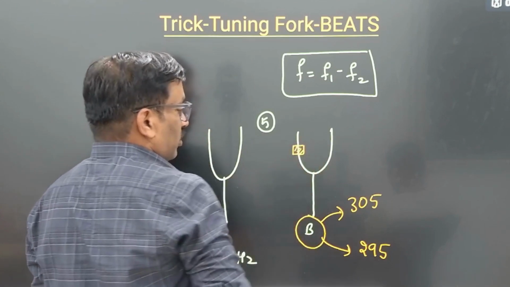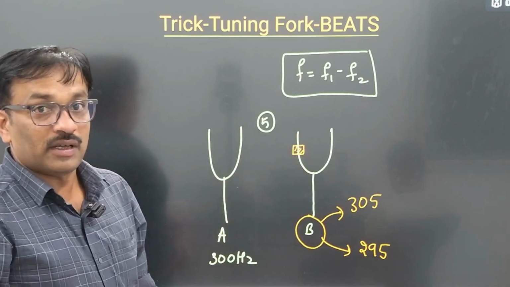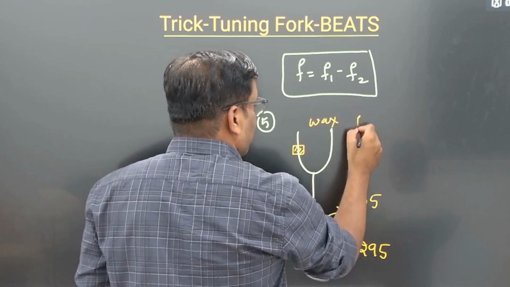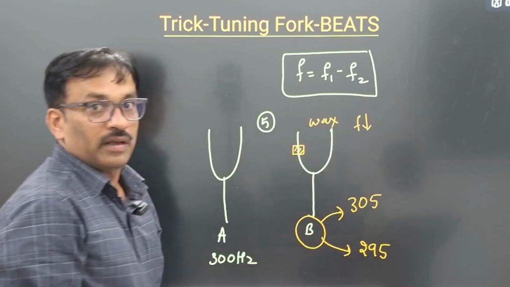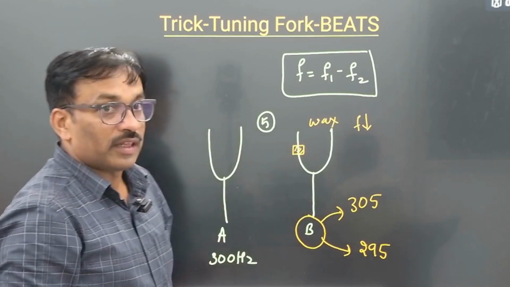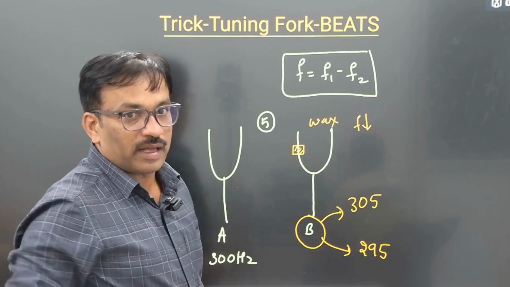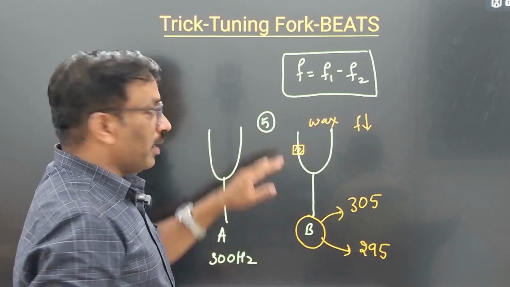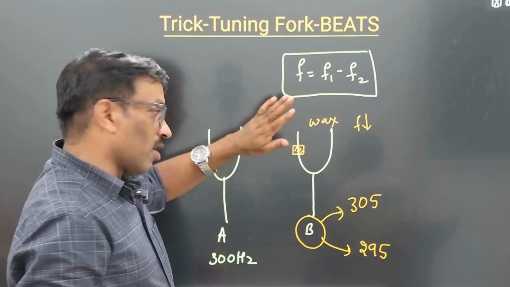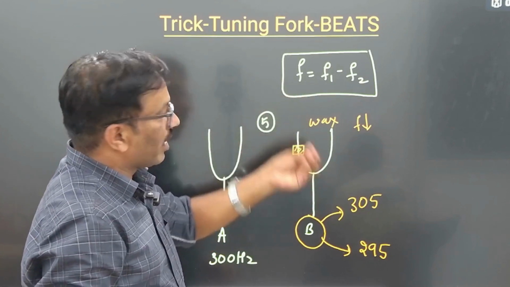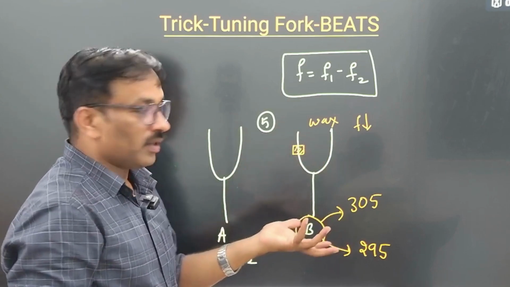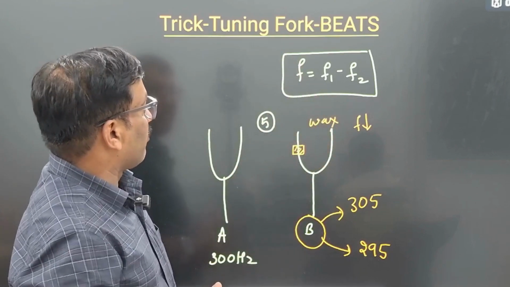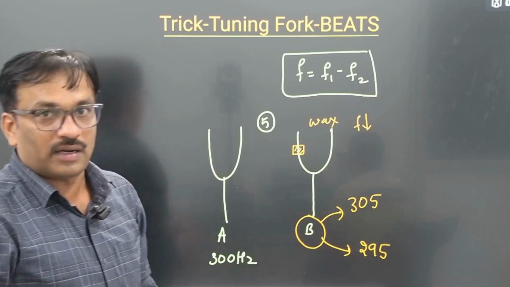For the unknown tuning fork, we are adding the wax. Adding wax indicates the frequency of this tuning fork is decreased. Now we sound them together, and there will be 4 chances. What are they? When sounded together again, the number of beats may be the same, or lower than 5, like 4, 3, 2, even 0, or maybe more than 5, like 6, 7, and so on.